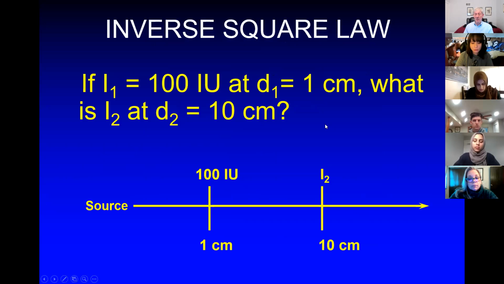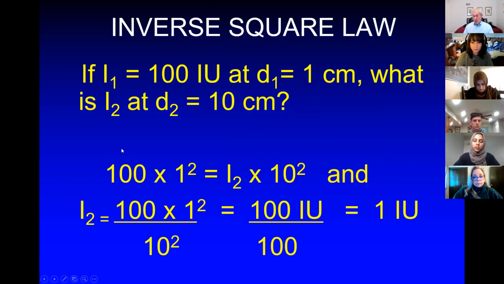When I see a problem like this, I'll say, okay, this is I1, this is D1. I'm going to say 100 times 1 squared is equal to I2 times D2 squared. There's my setup right there, just by looking at it, and I know what the formula is.